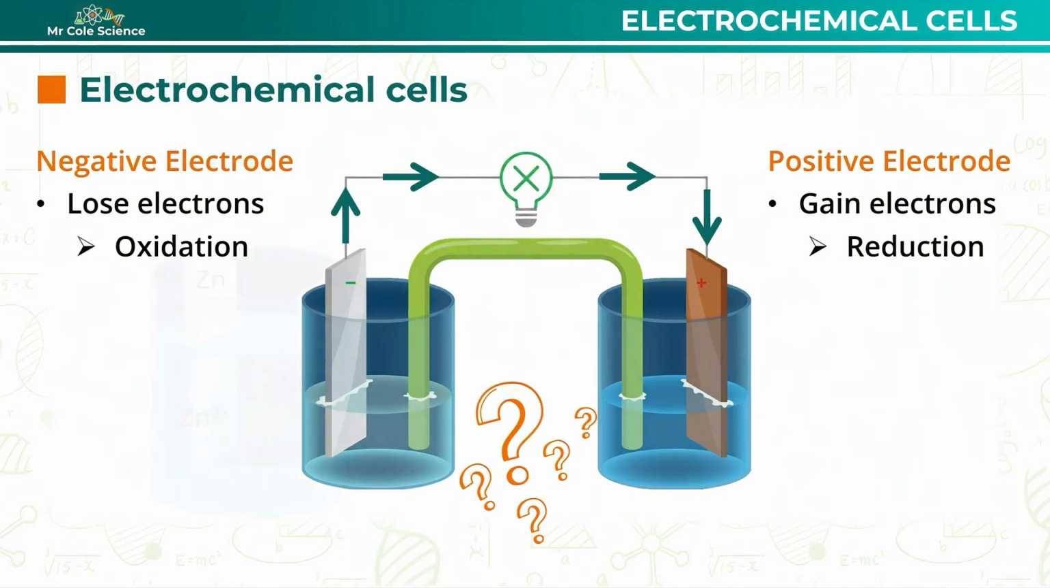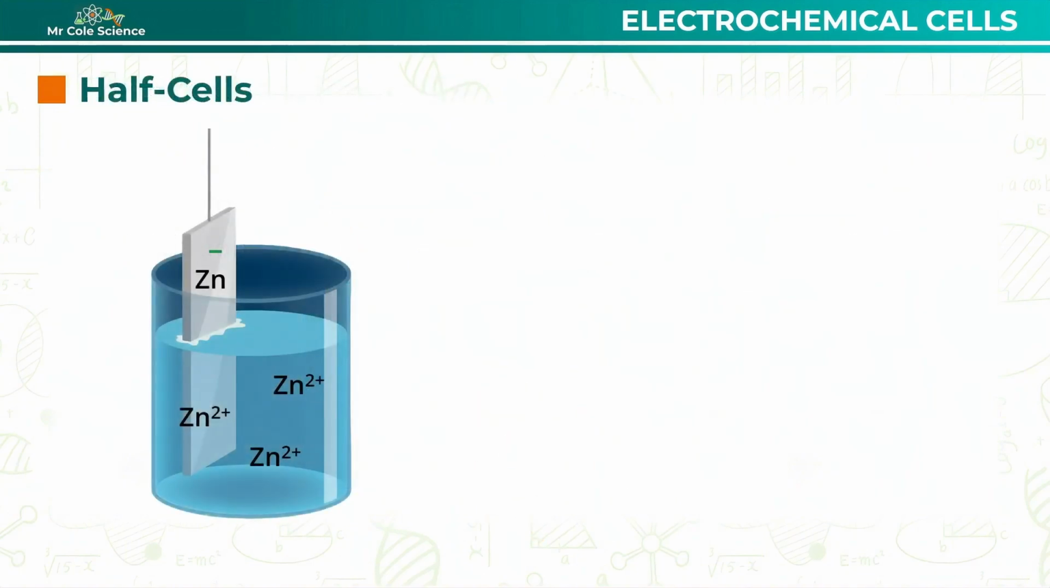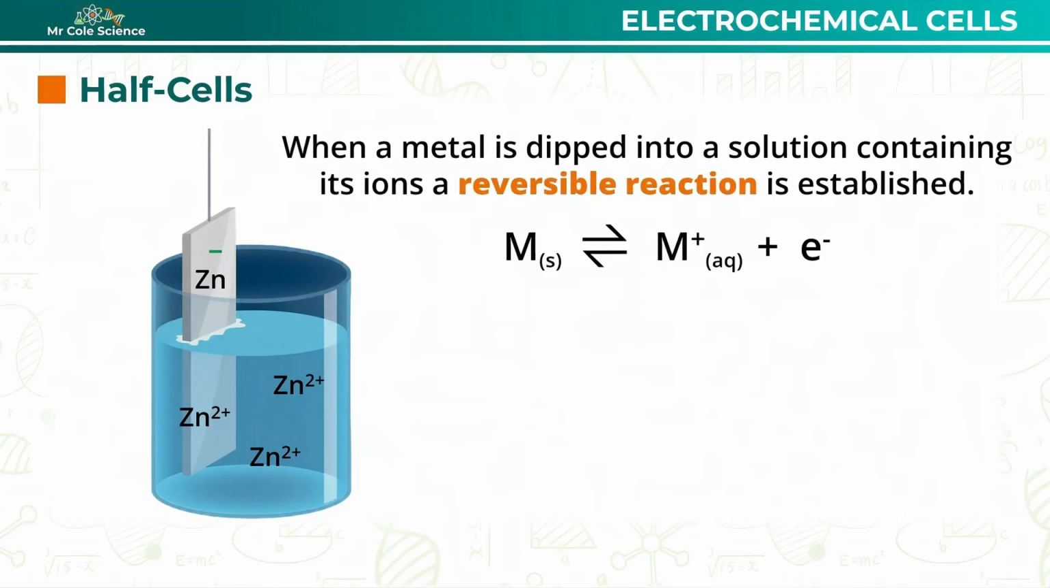So here we've got a half cell of zinc, and we can see in this particular half cell for zinc, we've got a piece of zinc metal that is being dipped into a solution containing zinc ions. And a half cell can essentially be created by taking any metal and dipping it into a solution that contains its ions. Now, when we do this, we actually end up establishing a reversible reaction.